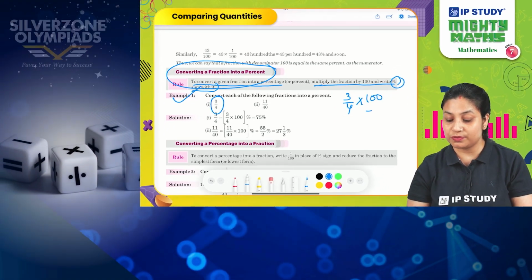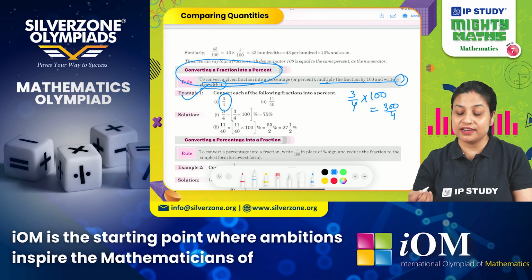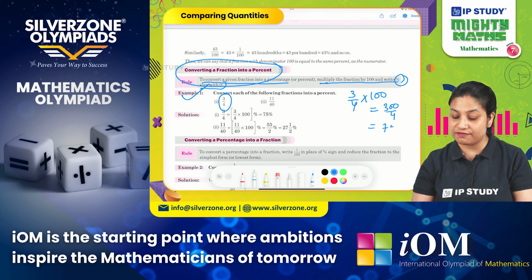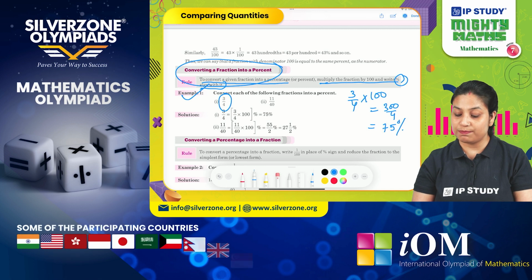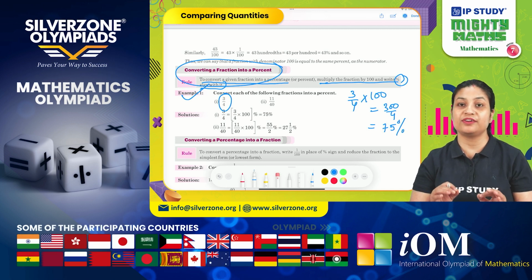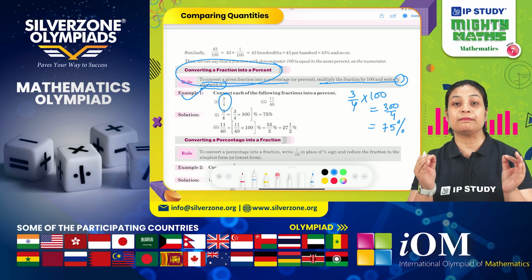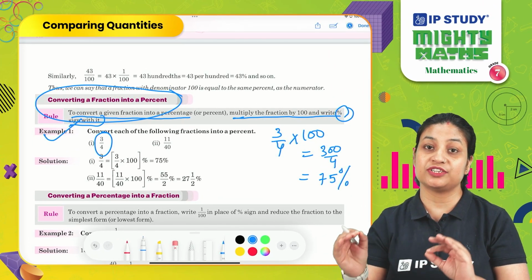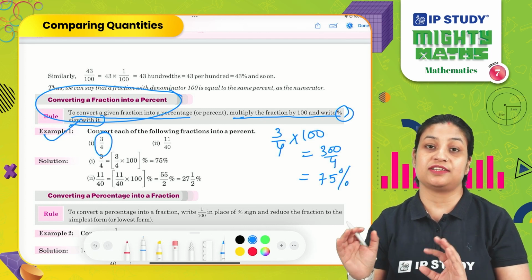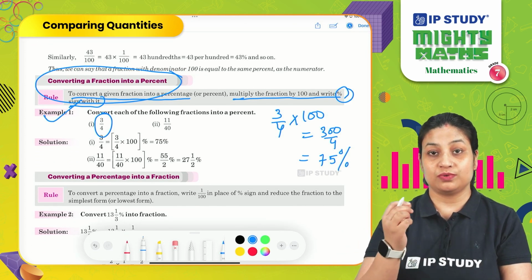So what will you get? You will get 300 divided by 4. When you divide it, what will you get? You will get 75, right? Now, this fraction is converted into percentage like this. So, a simple rule is there. In order to convert any fraction into percentage, simply multiply that fraction with 100, solve it, reduce it, and you will get your answer in percentage. So, this is how we are converting fraction into percentage.